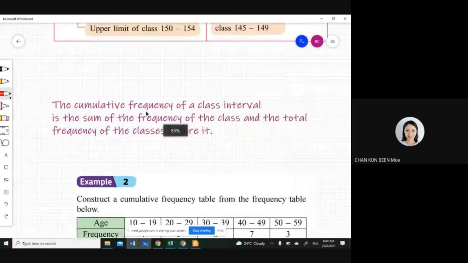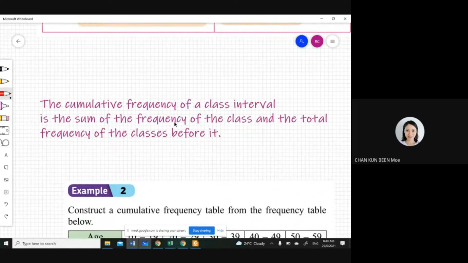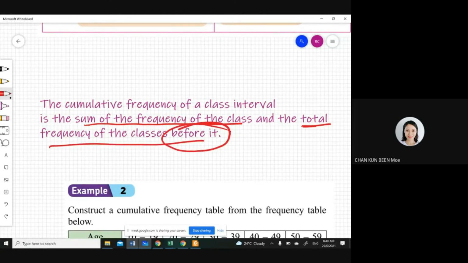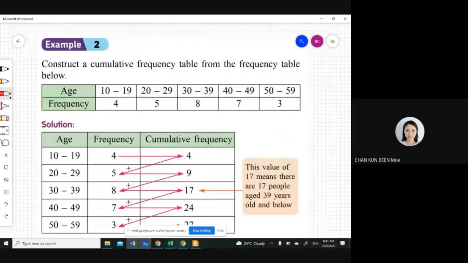This one, the cumulative frequency of a class interval is the sum of the frequency of the class and the total frequency of the class before it. Okay, because you already learned this, so we move fast. Example 2 here, construct a cumulative frequency table from the frequency table below. So you're given the frequency table with the age and frequency like this. So you just rearrange it vertically, like this. Everything you just copy down.